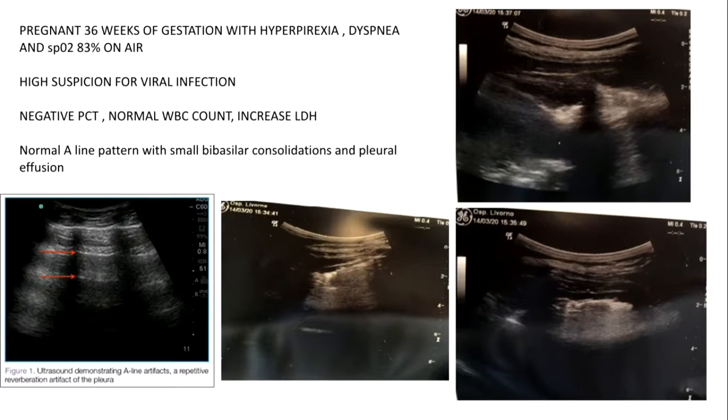We were worried about COVID infection in this 30-week pregnant woman, and the suspicion was supported by the negative procalcitonin, the normal white blood cell count, and the increase of the age.